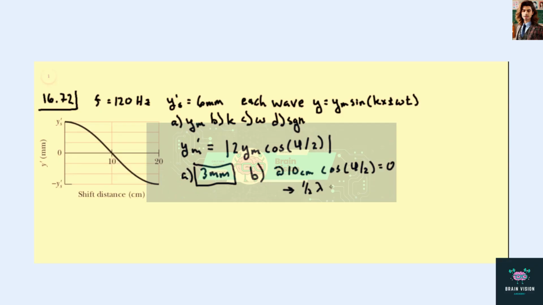This implies that lambda is going to be 20 centimeters. And so then we know that the wave number is 2 pi over lambda. Which means that the wave number is 31 radians per meter.